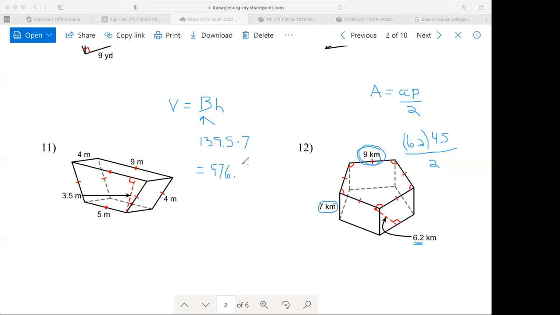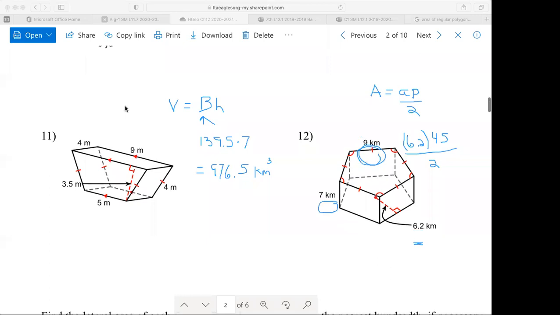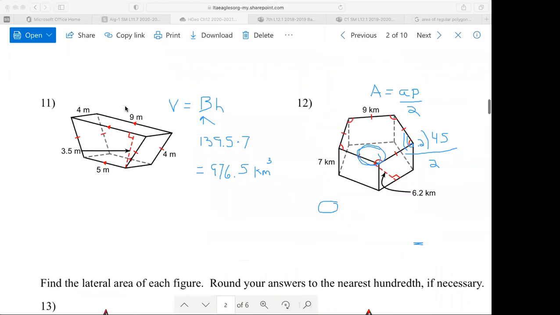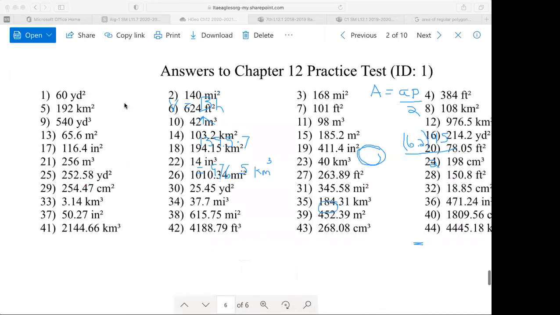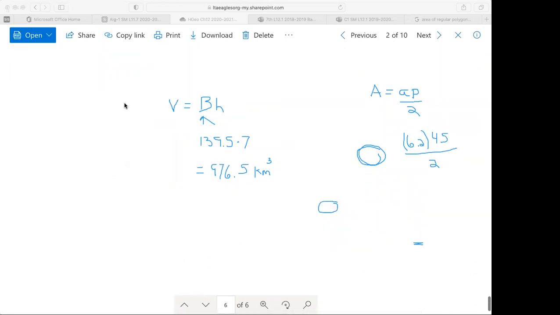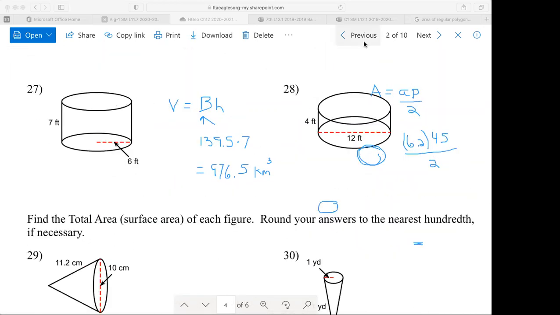976.5. Does it say round to the nearest tenth in the instructions? I think it does. And that's in kilometers. We're doing volume, be careful, cubed. Let's see. Instruction. It says nearest hundredth. Okay, so we're fine. 976.5 for number 12. Look at us. We haven't gotten one wrong yet.